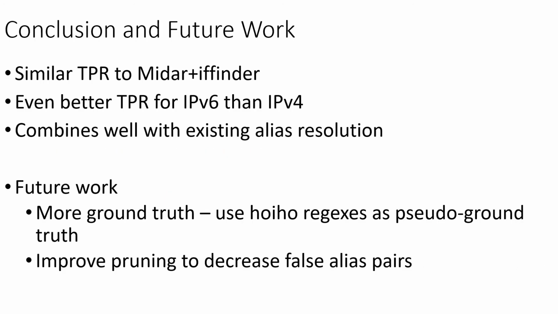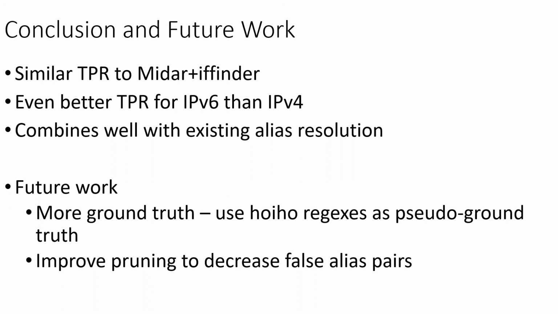So to wrap up, the main takeaways are: 1. Apple's coverage was roughly equivalent to Marder plus IfFinder for the April 2019 traceroute collection. 2. It performed slightly better for IPv6 than for IPv4, showing that it can be an effective tool for IPv6 where alias resolution is desperately needed. And 3. It complements the alias resolution that's already used in the ITDK, so it can be another useful tool in the alias resolution toolkit.